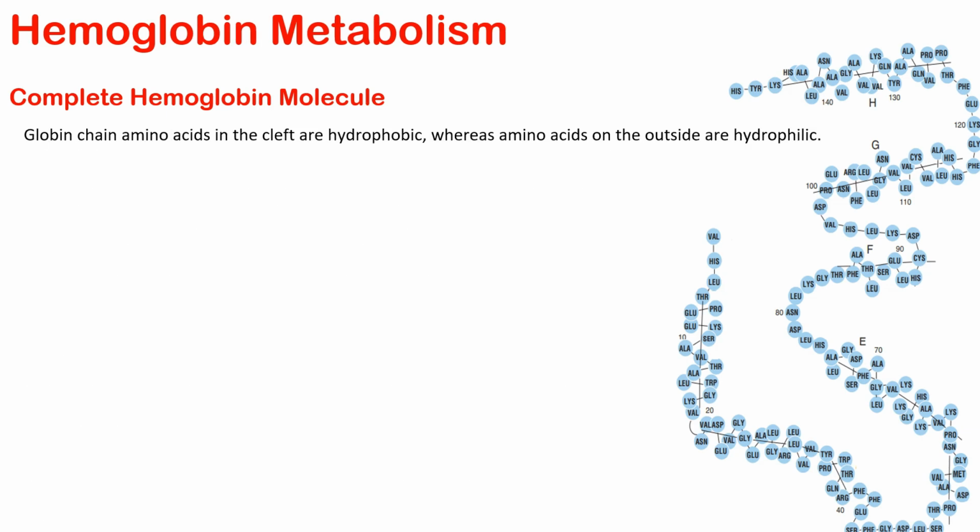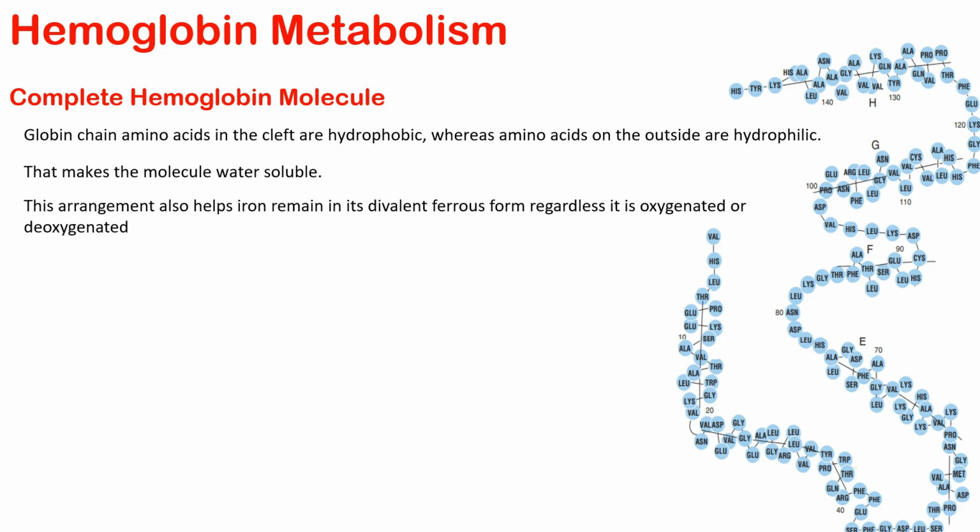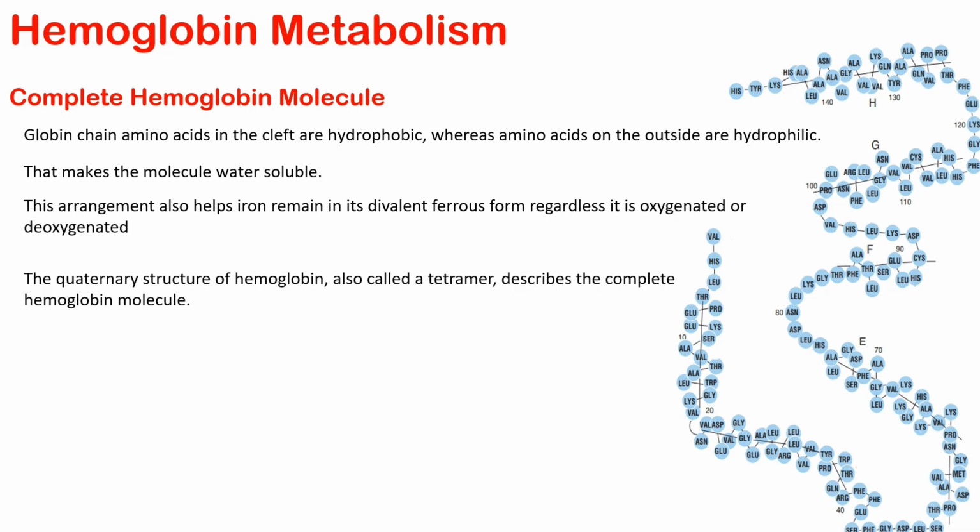Globin chain amino acids in the cleft are hydrophobic, whereas amino acids on the outside are hydrophilic, which makes the molecule water-soluble. This arrangement also helps iron remain in its divalent ferrous form regardless of whether it is oxygenated or deoxygenated. The quaternary structure of hemoglobin, also called a tetramer, describes the complete hemoglobin molecule.